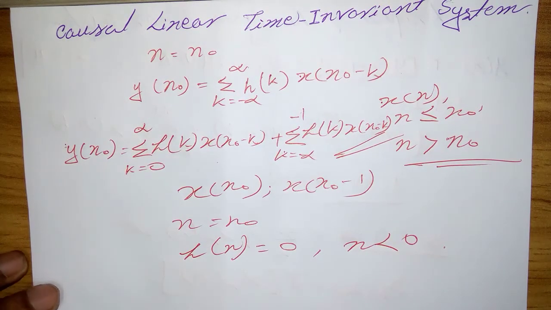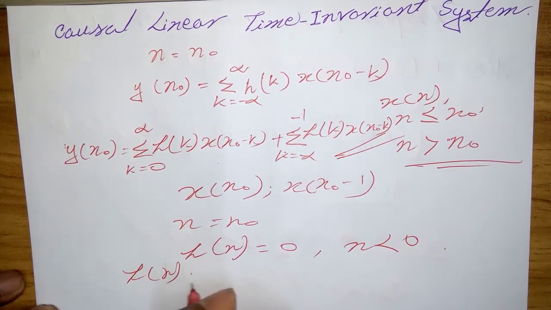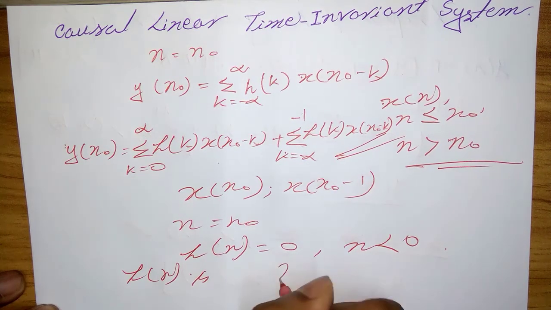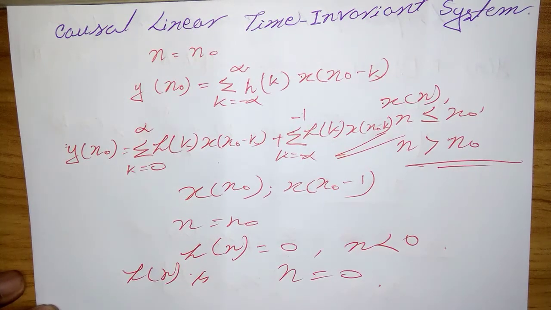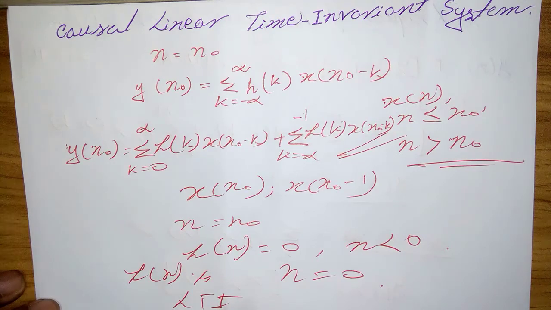Since h of n is the response of the relaxed linear time invariant system to a unit impulse applied at n equal 0, it follows that h of n equals 0 for n less than 0, and this is both a necessary and sufficient condition for causality. Hence an LTI system is causal if and only if its impulse response is 0 for negative values of n.